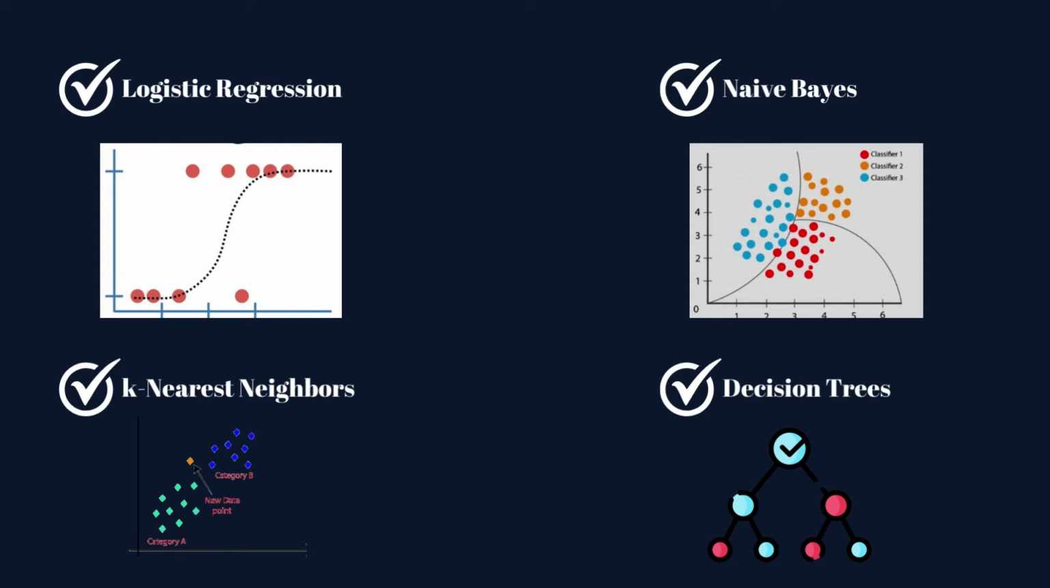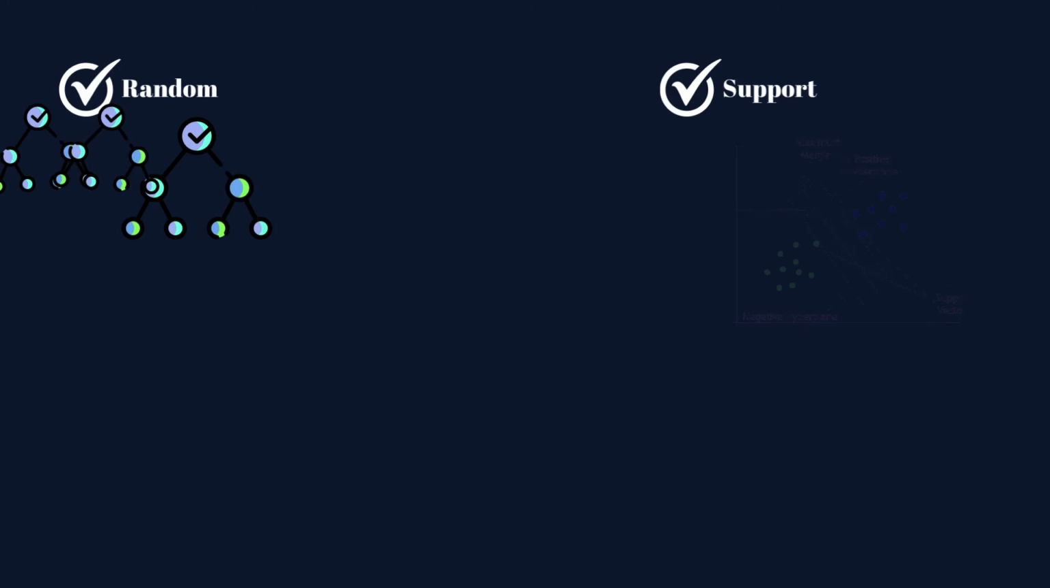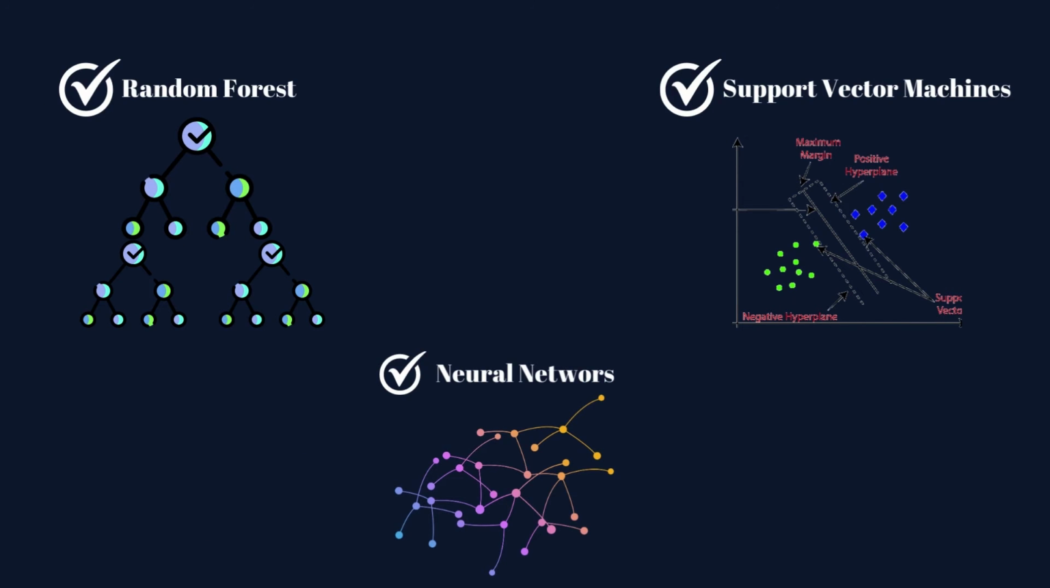Our next algorithm is random forests. It's an ensemble method that combines multiple decision trees to improve the performance of the model. It's widely used in applications such as image classification and object detection. The sixth algorithm is support vector machines. Support vector machines are a linear model that aims to find the best boundary between different classes of data. It's widely used in applications such as image classification, text classification, and bioinformatics.